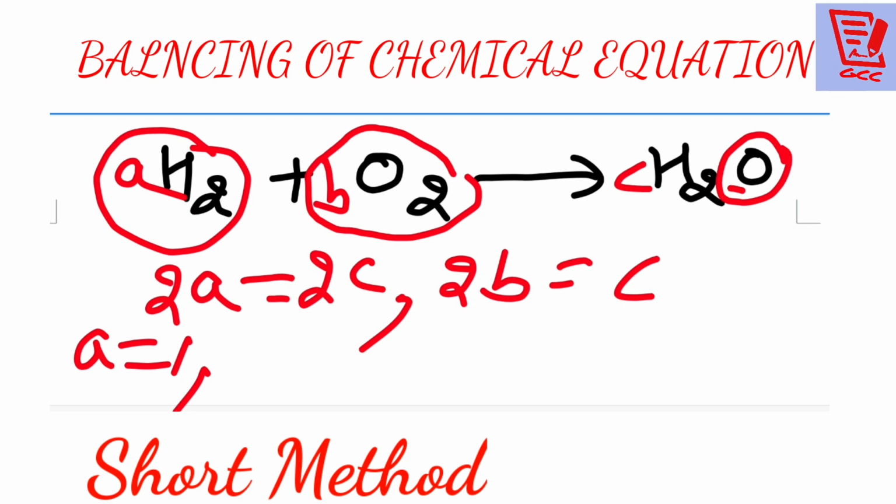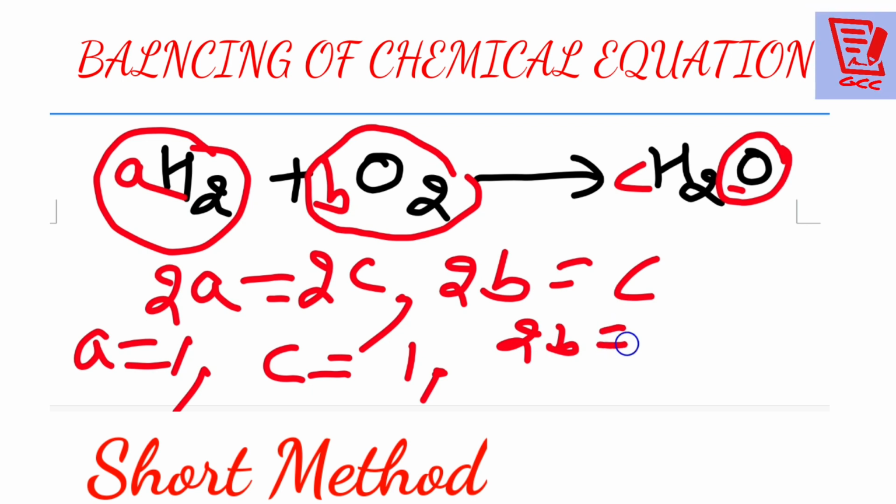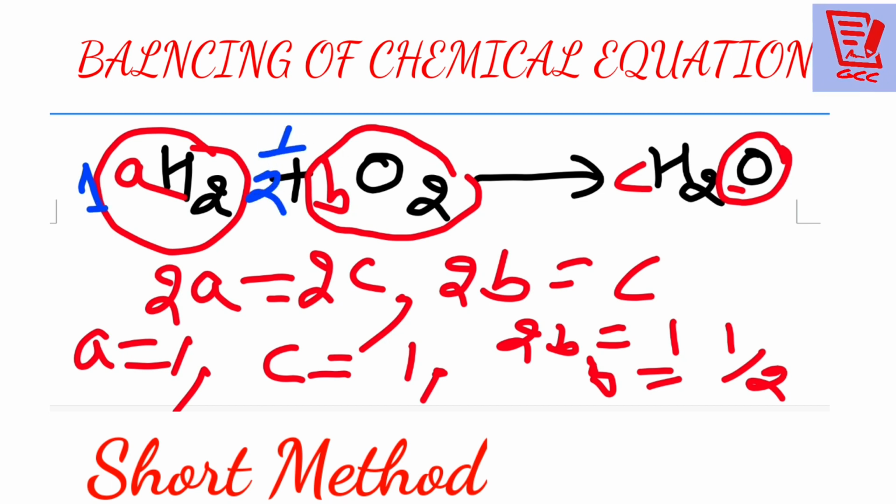Okay, and what will be the value of C? Yes, C is also 1. If A is 1, C is 1, then what is the value of B? Then value of B, 2B is equal to 1. Why did 1 come? Because C value was 1. Then B equal to 1 by 2. So what we can write over there, beta? You can see, all of you, what we can write there. Here at the place of A, what will come? 1. At the place of B, what will be there? 1 by 2. At the place of C, 1. You can see this is a balanced equation.